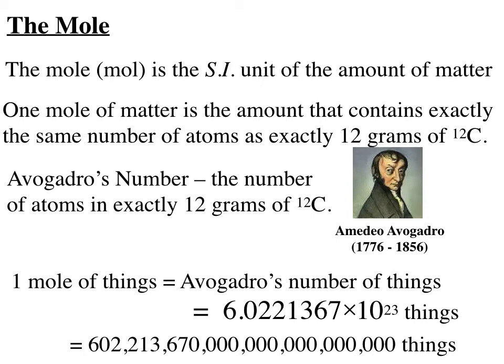So if you have a mole of carbon-12, it has that many things. If you have a mole of O16, it has that many things. If you have a mole of H2O molecules, it has 6.02 times 10 to the 23rd things. If you have a mole of electrons, you would have 6.02 times 10 to the 23rd electrons.